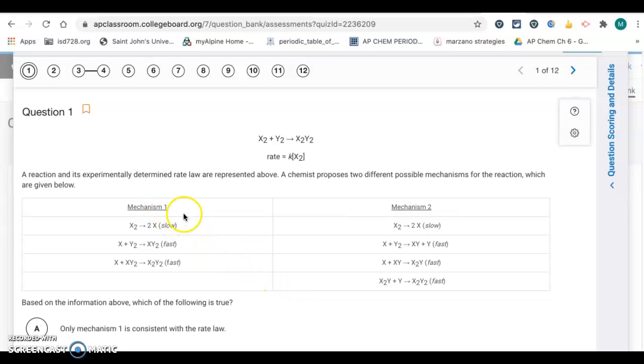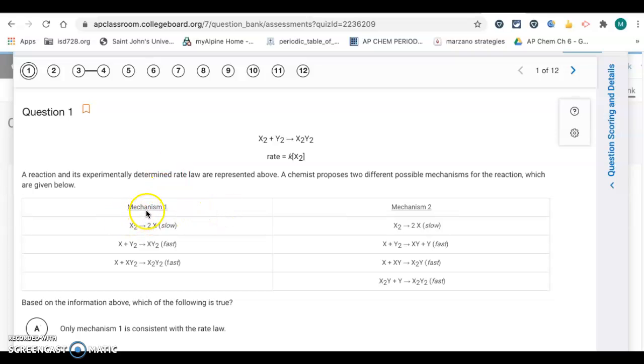For a mechanism to be consistent with the rate law, the overall equation has to be the same as what you have in the balanced equation, and the rate law based on the slow step in the mechanism has to match up with what was experimentally determined, which is right there, k[X2] to the first order.